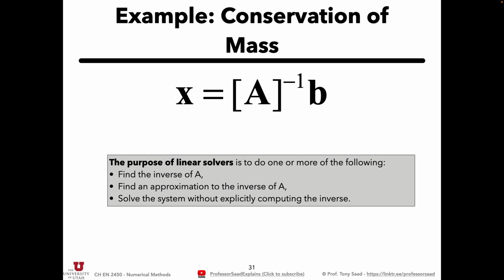Now, the purpose of linear solvers is to do one of the following. Either find the inverse of A, so we can do this operation and obtain x, because our objective is to get x. A linear solver will either find the inverse, or find an approximation of the inverse, or solve the system without even computing the inverse. You're probably only familiar so far with just finding the inverse. Gaussian elimination is a process that finds the inverse and gets you the solution immediately in the process. But it's still finding the inverse.